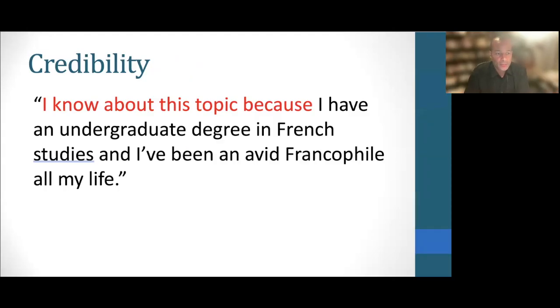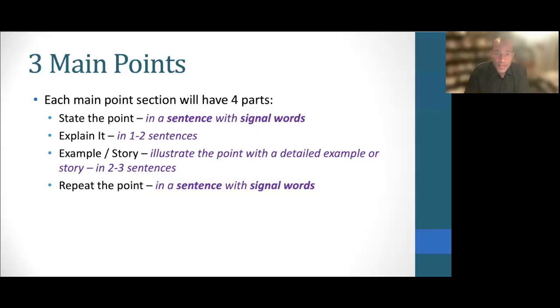Perfect. Now, in the body of the speech, we've got to have three main points. And so I'm giving you very specific instruction here, okay, about how to think about the four pieces that need to happen in each main point. That we're going to state the point, we're going to do it in a sentence, and we're going to use signal words. That we're going to explain the point in one or two sentences. That we're going to illustrate the point with an example or tell a story. And so that'll usually be about 2 or 3 sentences. And then we're repeating the point in a sentence with signal words, okay?